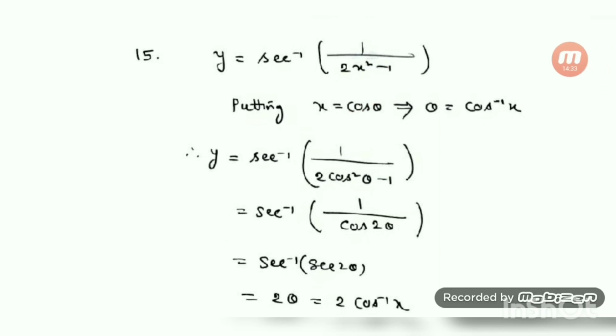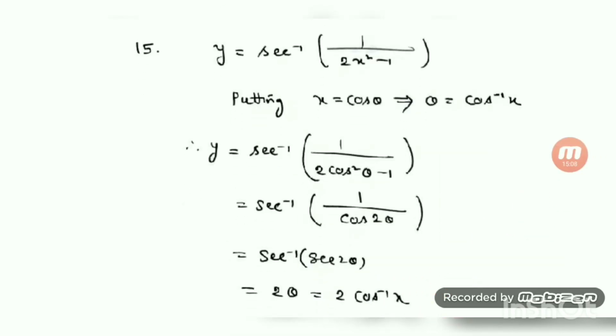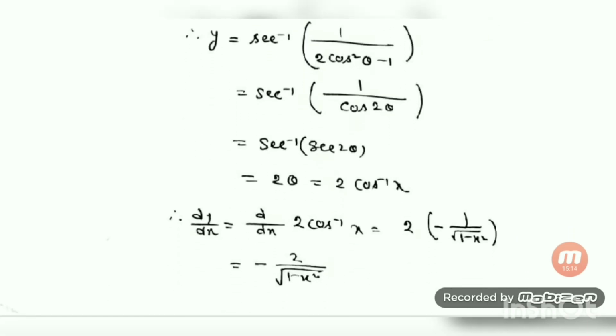That's why I have used here x equal to cos theta, which gives you theta is equal to cos inverse of x. Then substitution gives you sec inverse of 1 by 2 cos square theta minus 1. What is the value of 2 cos square theta minus 1? That is cos of 2 theta. This is the formula. You can express cos of 2 theta in 4 ways, right? One of the ways is this one. Then 1 by cos of 2 theta is what? Sec of 2 theta. Then sec inverse of sec of 2 theta will give you 2 theta. That is 2 times theta. What is theta? You see here, theta is cos inverse of x. Now we have got y is equal to 2 cos inverse of x.